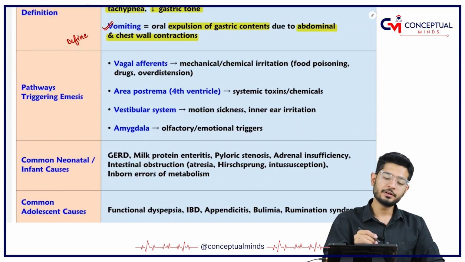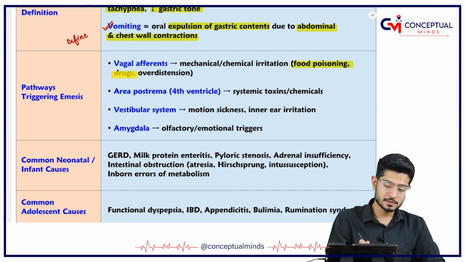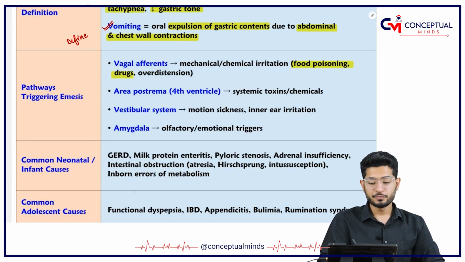So what are the different regions responsible for triggering emesis? The first important part is the vagal efferents. What do you mean by vagal efferents? Whenever food poisoning happens, or some drugs come, they are going to cause irritation to your vagus nerve, and once the vagus nerve is irritated, it is responsible for causing vomiting.